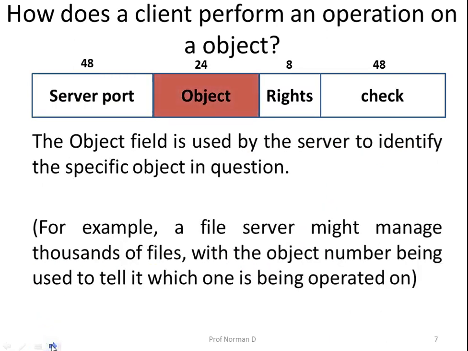Now, the second field is the object. The object field is used by the server to identify the specific object in question. For example, a file server might manage thousands of files, with the object number being used to tell which one is being operated on.